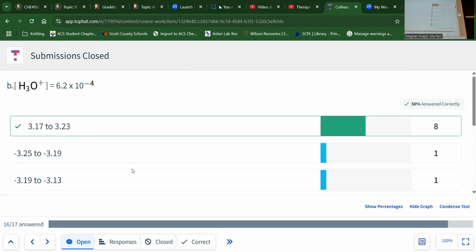So yeah, we got most of you right in that ballpark there, 3.1 to 3.23. It looks like a few of you put the negative of that. So remember, we want to make that positive there. And we got a couple of other responses. So remember, the exponent was to the negative 4th. So I said it would be a little less than that. So that's how we ended up with the point.